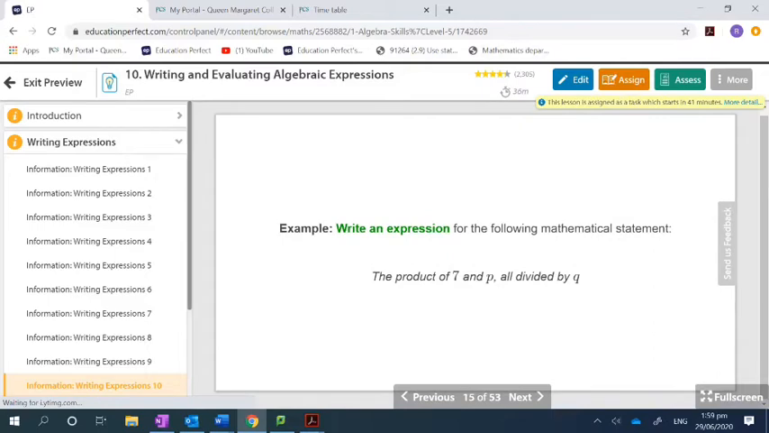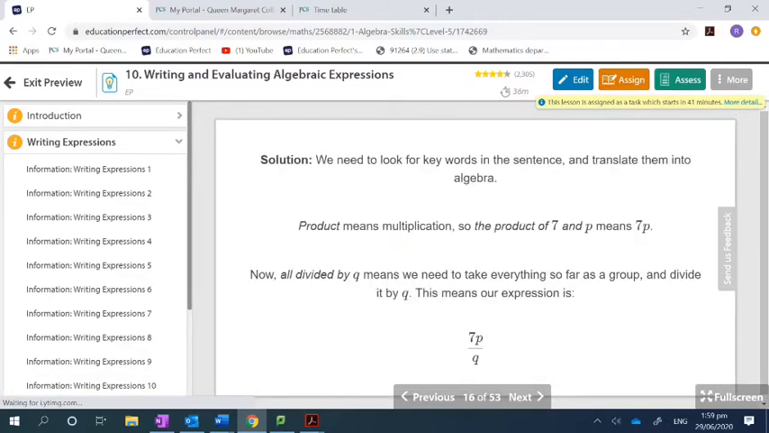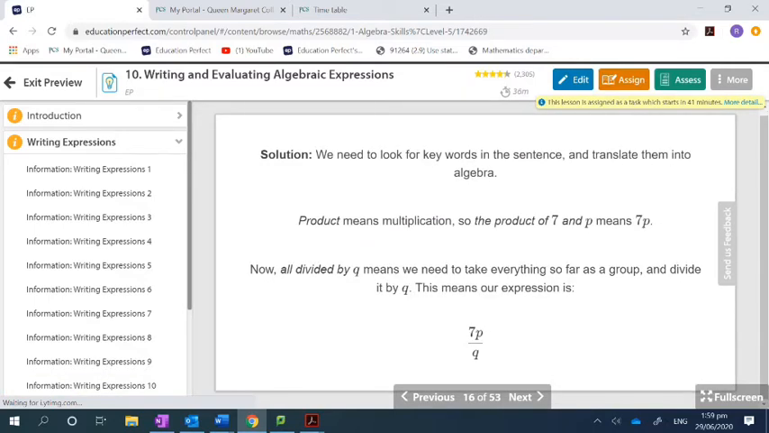All right. Write an expression for the following mathematical statement. The product of 7 and p. What does product mean you're doing? Multiply. And if you multiply 7 and p, what do you get? 7p. Literally, you can't multiply them together, so you just stack them side by side. 7p. All divided by q. What does that mean? Fraction, the whole thing, fraction bar with a q in the bottom. Okay? All right, so let's look what that looks like. And there we go. 7p over q.